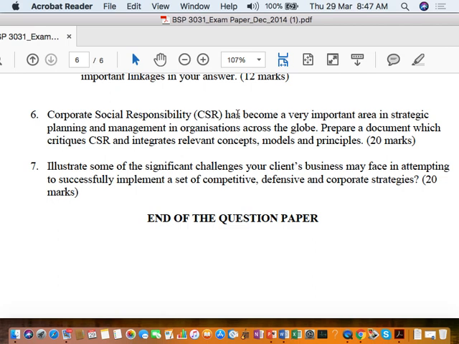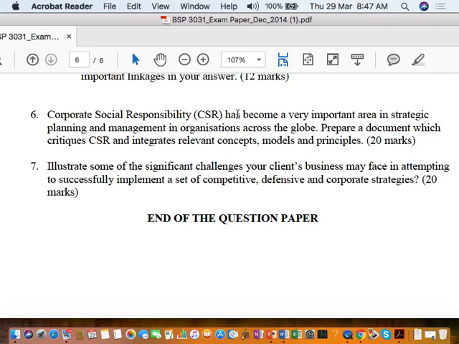Corporate social responsibility, this is the most generic one. Final question: illustrate the challenges of your client's business. So folks, in the exam, you are a consultant. You understand? You're not writing theoretical and academic essays that you can just read from the text. Your mindset is, I am a consultant, I am advising my client.